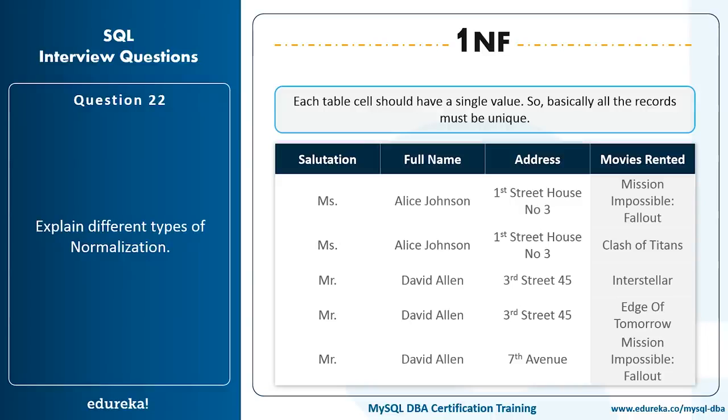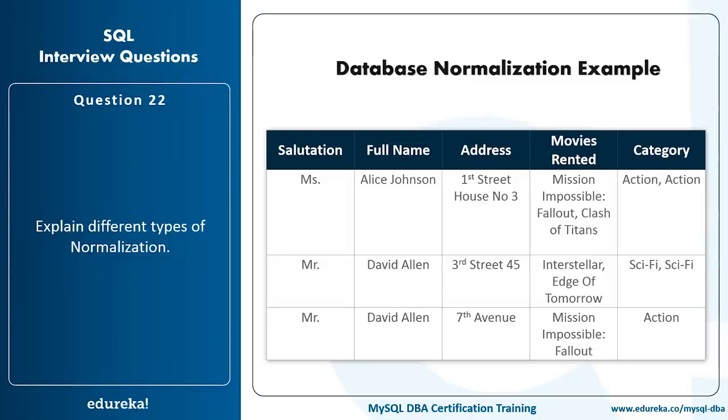For a table to be in 1NF, you need to make sure that each table cell has a single value. So basically all the records must be unique. As you saw in this particular table, we had redundant values in the same record, right? So we're going to have each cell with a unique record. So we'll have records such as Miss Alice Johnson, First Street, house number 3, Mission Impossible, and the second record as Miss Alice Johnson, First Street, house number 3, Clash of Titans.